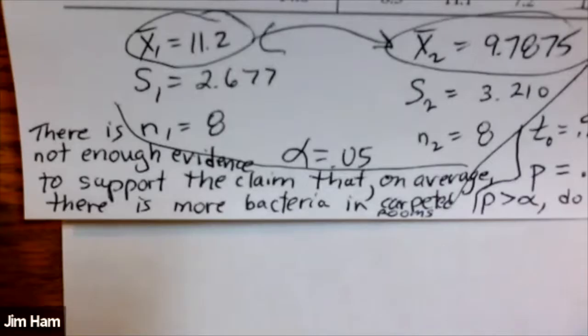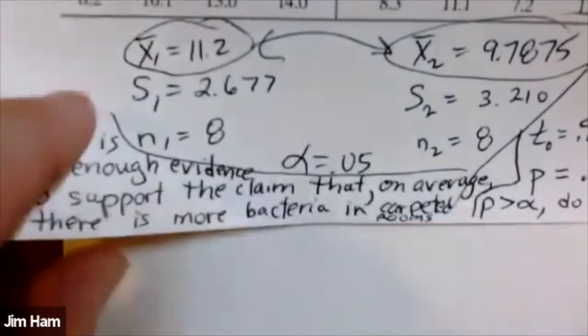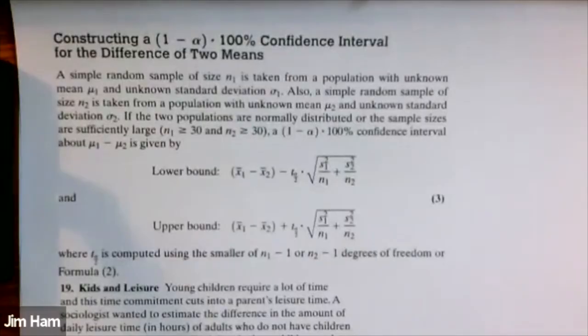There is not enough evidence to support the claim that on average there is more bacteria in carpeted rooms. Okay, so one example with the summary statistics provided, and then another example where we have the raw data where we entered into lists. So those are the two hypothesis tests that you're going to see. And the last example I want to do is one that involves confidence intervals. So I guess I forgot to put these handouts in e-learning, so I'll put them in after class.